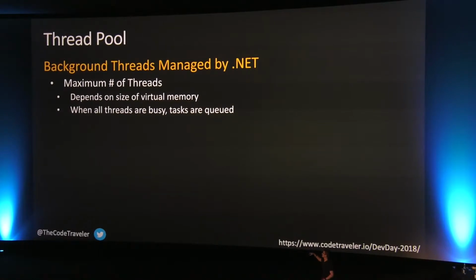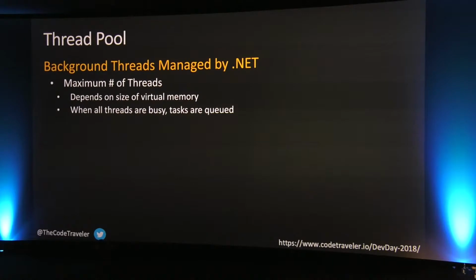It is whatever the size of your machine is. So it all depends on the size of the virtual memory available on your box. What's kind of cool is that same code running on, say, my mobile device will have a different number of threads than that same code running on a back-end server with maybe 64 gigs of RAM.